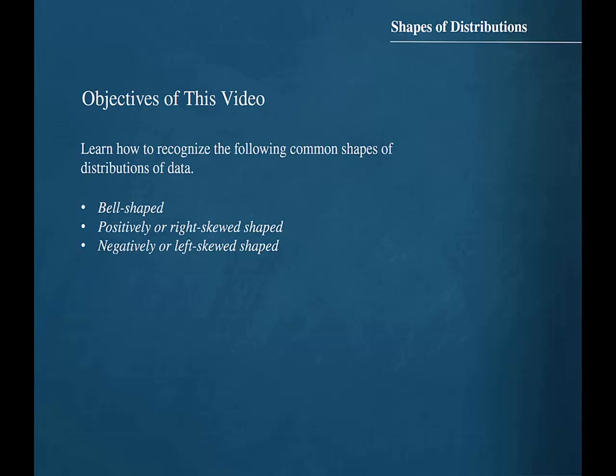The objectives for this video are to learn how to recognize the following common shapes of distributions of data: bell-shaped, positively or right-skewed shaped, and negatively or left-skewed shaped.